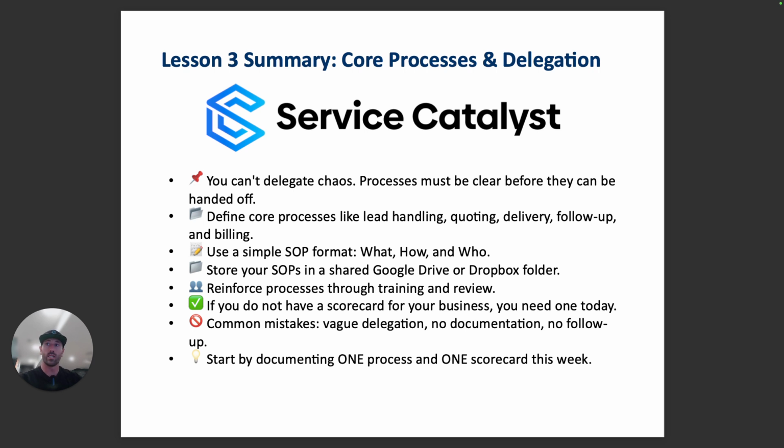If you recall, in lesson 2, we went through the high level categories. So that's lead handling and follow-up, sales and quoting, job scheduling and delivery, installation, execution of the job, customer communication, follow-up, which typically includes review requests, and then billing and administrative or financial. Just to reiterate, these do not need to be fancy. They need to be clear, consistent, and followed.